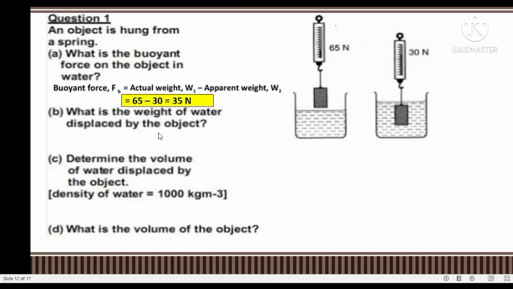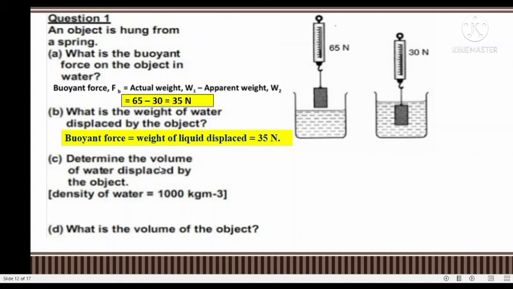What is the weight of water displaced by the object? Remember what we discussed before, the relationship? Buoyant force equals weight of liquid displaced. From the first part here, we already calculated buoyant force equals 35 Newton. Thus, we can also say that weight of liquid displaced equals 35 Newton. This is what is stated by Archimedes' Principle.